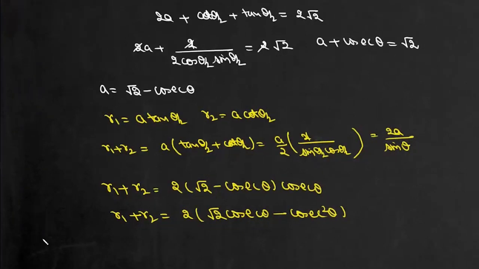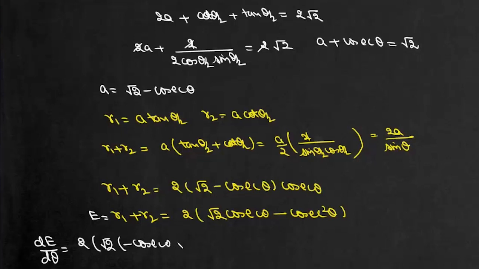Now we'll differentiate this. So let this expression be E. So we get dE upon d theta will be 2 root 2 cosec theta into minus cosec theta cot theta, and then minus 2 cosec theta, and then minus cosec theta into cot theta equals 0.